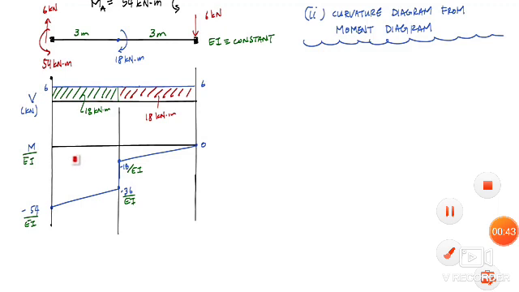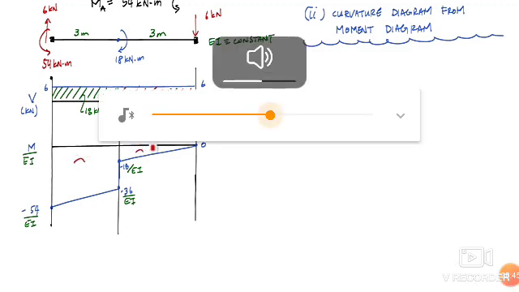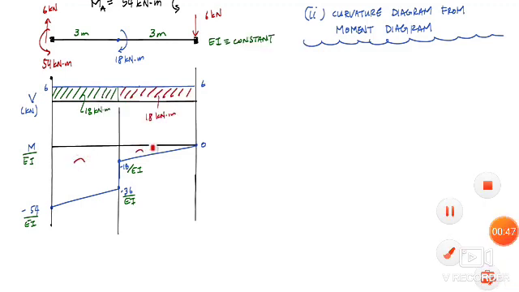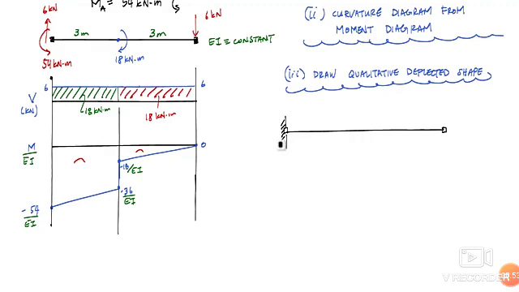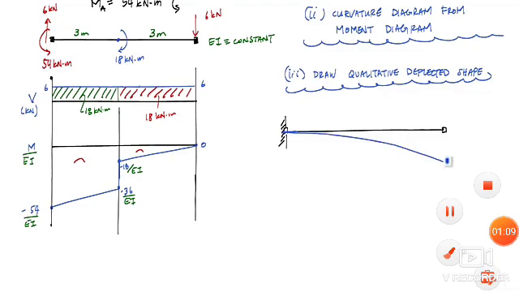So from the moment diagram, concave. Now draw the shape of the elastic curve. We can draw the deflected shape. There is a support at the start, and it has to be concave down. So the elastic curve will run like this.